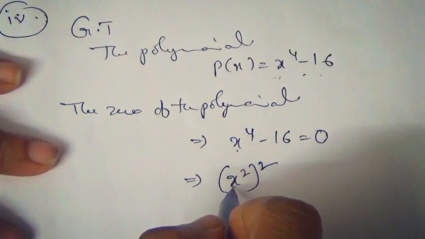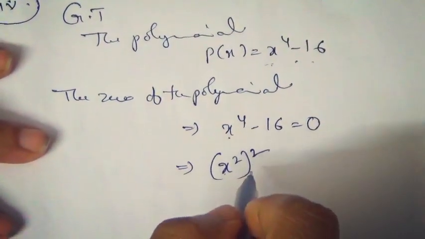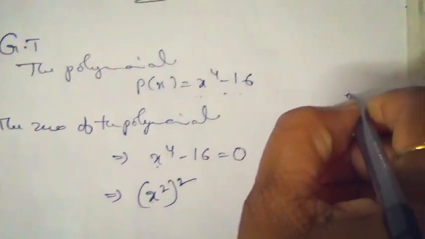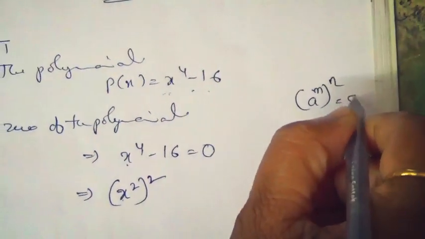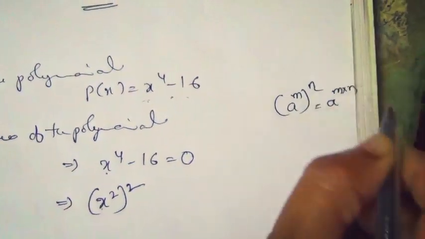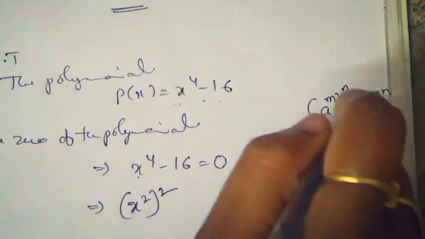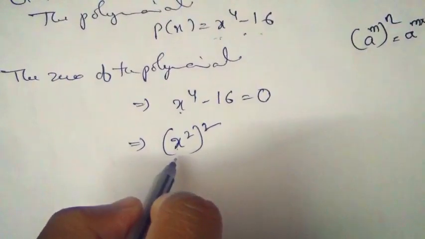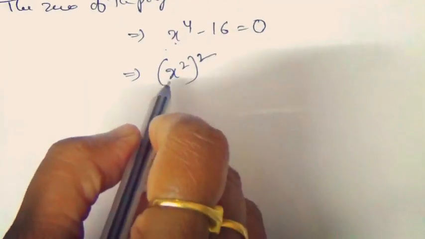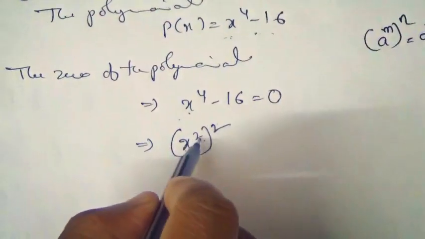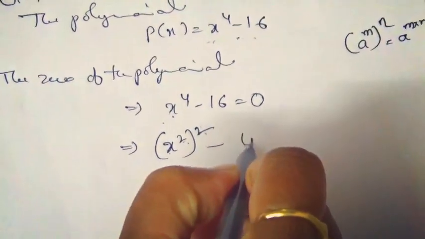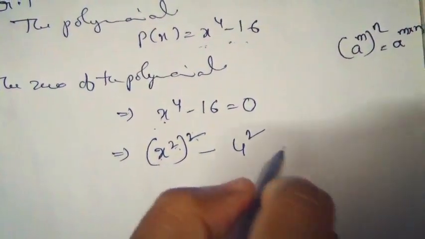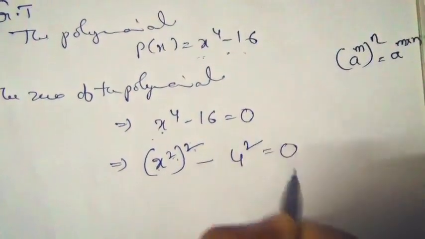Yes, (x square) whole square means a to the power of m, whole to the power of n. That is equal to, what is the formula? A to the power of m into n. Just like I converted this as x to the power of 4, means x square whole square. As usual, we just convert the 16 into 4 square. Is it okay for you? 4 square, that is equal to 0.